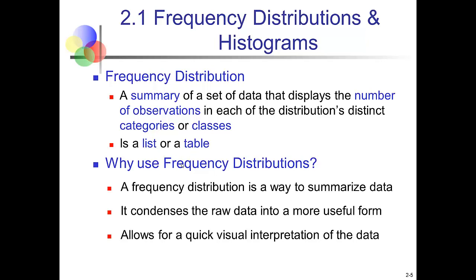Now, why do we use a frequency distribution? Well, a frequency distribution is a way that we can easily summarize the data. We can condense a lot of raw data down into a very small form that allows us to very quickly figure out what's going on in this data set. What do the data really look like?